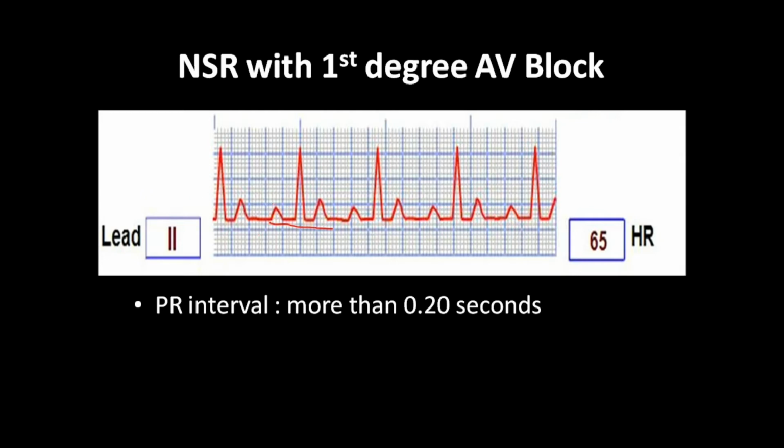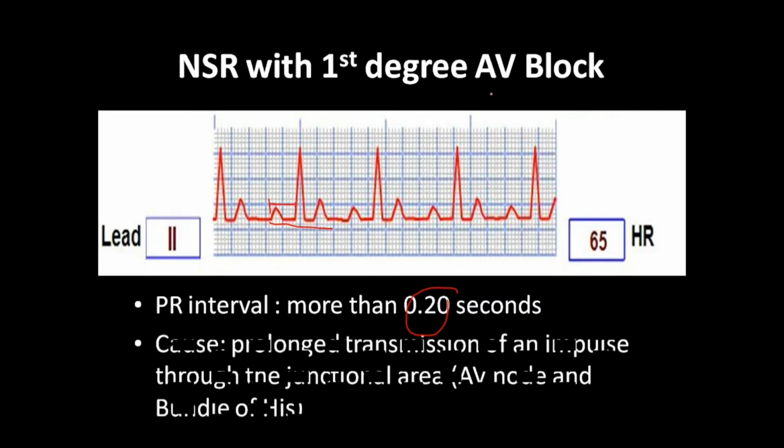So PR interval will be more than 0.2 seconds, from the beginning of P wave to the beginning of QRS complex. This duration will be more than 0.2 seconds. 0.2 seconds equals one big square, or more than or equal to 5 small squares. So here if you calculate, it will be 3, 4, 5, 6, 7, 8. 8 small squares. So it is more than 0.2. Okay, so the PR interval is longer than 0.2, suggesting a first degree AV block.